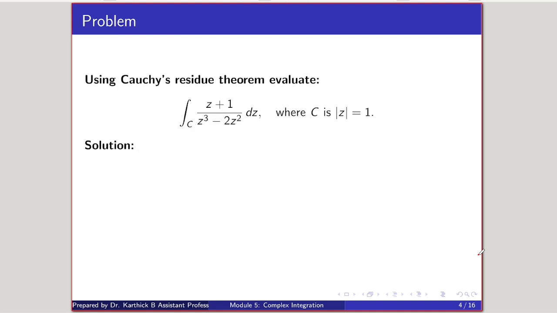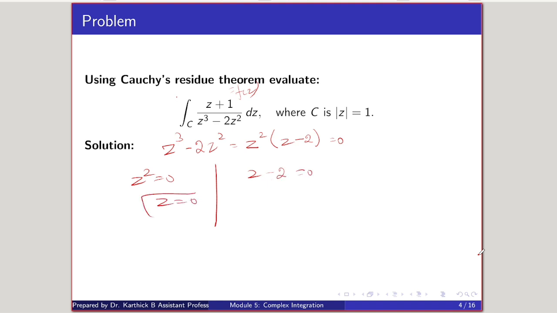So let's begin with the problem. So now they have given an evaluation part. Here we want to evaluate the integral over C of the function. This will be f of z. So first of all, we want to find the poles. For that, I'm taking the denominator of the given function, and it can be written as z square into z minus 2 equal to 0. Then it becomes z square equal to 0 and z minus 2 equal to 0. So this gives z equal to 0 and z equal to 2.